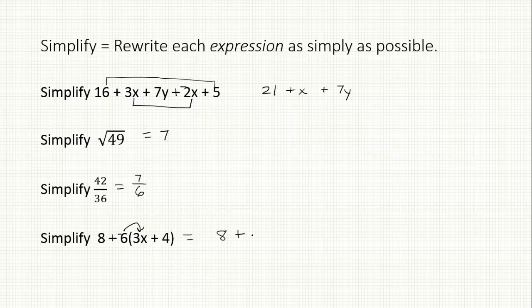-6 times the first term is -18x, plus -6 times the second term makes -24. Now we combine like terms if possible. We do have 2 like terms right there. So 8 minus 24 would be -16. Adding -18x is the same as subtract 18x, which is considered more simplified because there are fewer symbols used, and that's completely simplified.